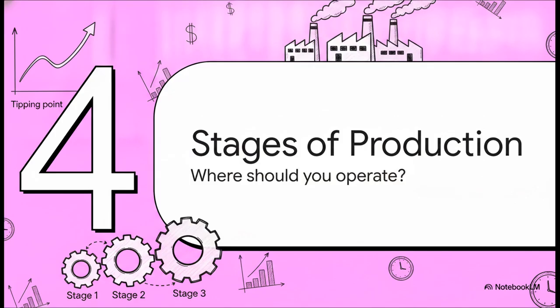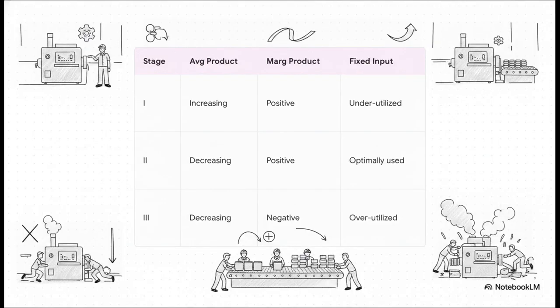Okay, let's tackle part 4, the 3 stages of production. Where should your business actually operate? Knowing that exact mathematical tipping point lets us chop the short-run production cycle into a really handy 3-stage diagnostic checklist. In stage 1, your average product is increasing, but you're actually underutilizing your fixed inputs. You just don't have enough workers to run the machinery at full tilt.